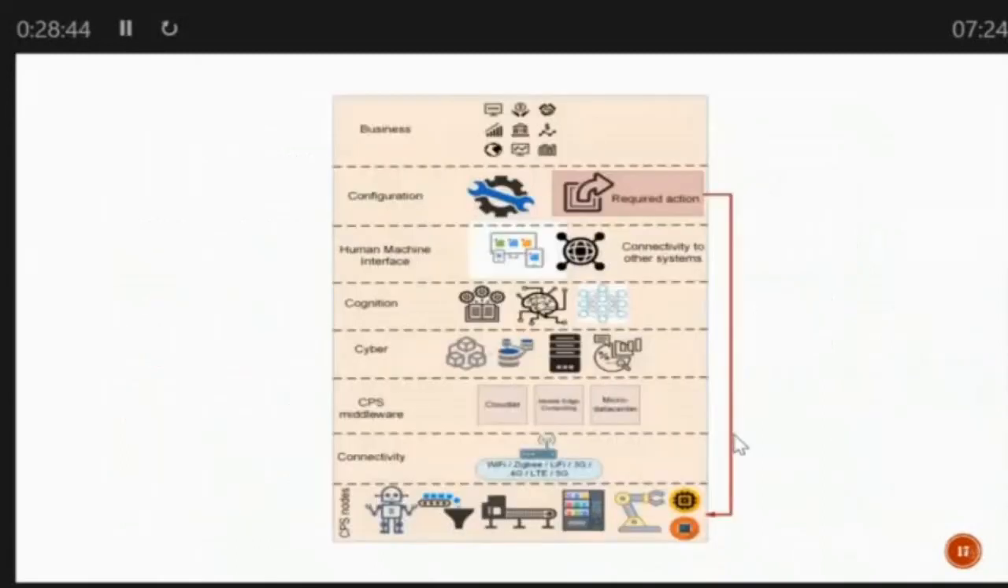Okay, so we have a layered architecture of CPS as well. Let's go over it quickly. So at the bottom, we have the CPS nodes. These are your embedded devices. These are your machines. These are your actuators. These devices are connected using wireless technology. For example, Wi-Fi, for example, Zigbee, for example, 5G, for example, visible light communication or VLC.